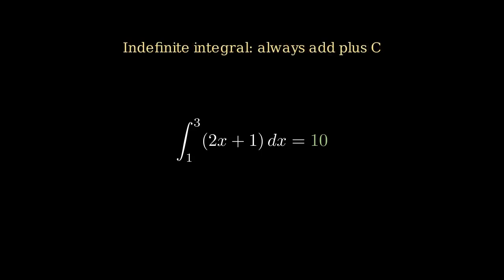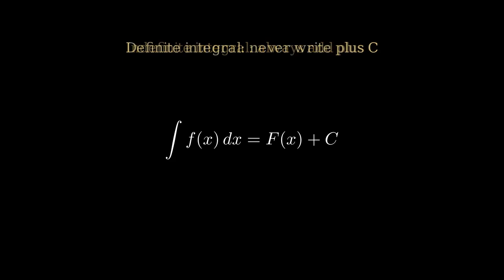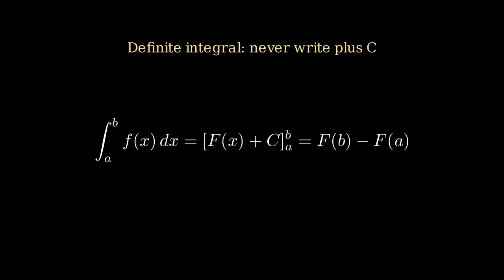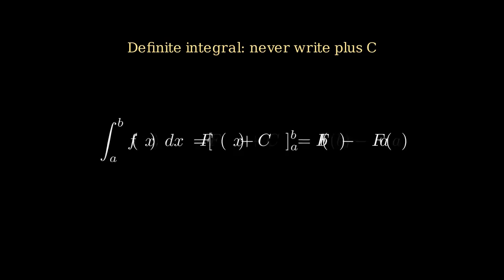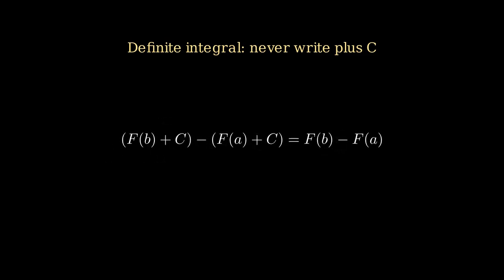Here's an important trick to remember. Whenever you write an indefinite integral, one with no bounds on it, you must always add plus C, the constant of integration. But on a definite integral, never write plus C, because when you subtract F of a from F of b, the C's are identical and cancel out automatically.